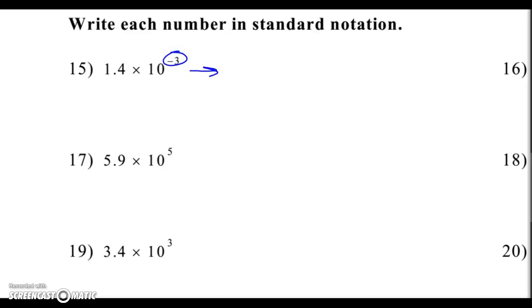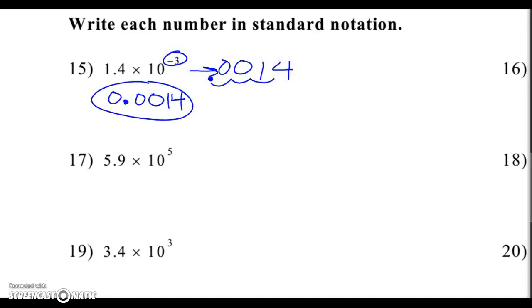So 1, 4, we're going to move it to the left 3 spots. So 1, 2, 3. My decimal is now here, and then these get filled with zeros. So my answer is 0.0014, or you can put a 0 up front there too if you want to. Okay.